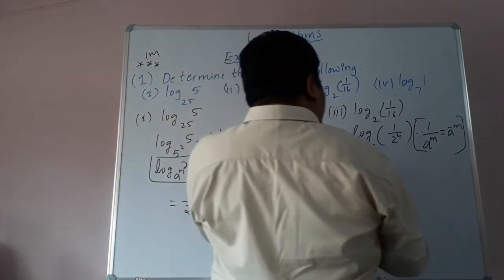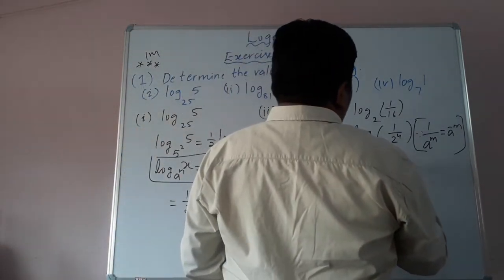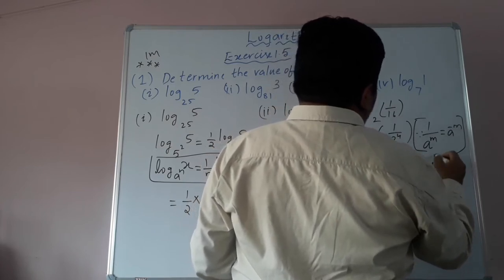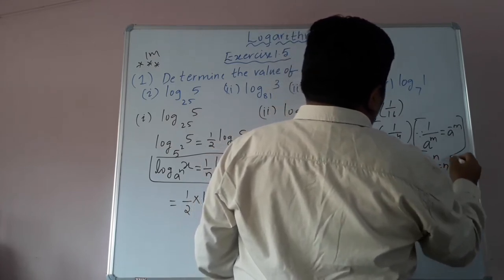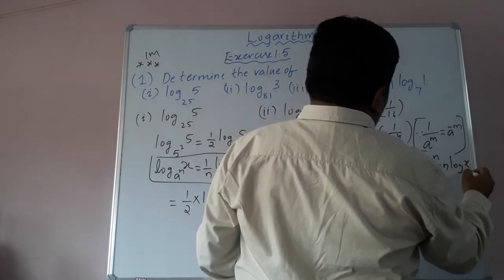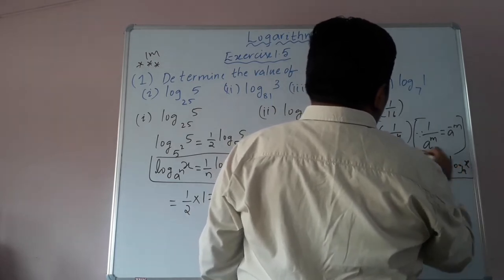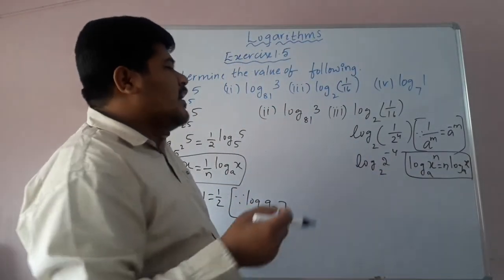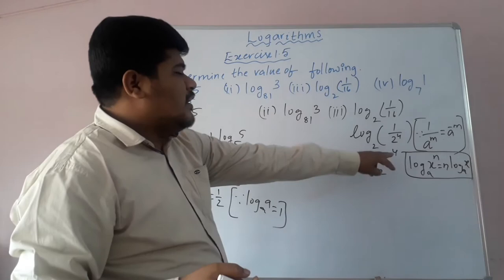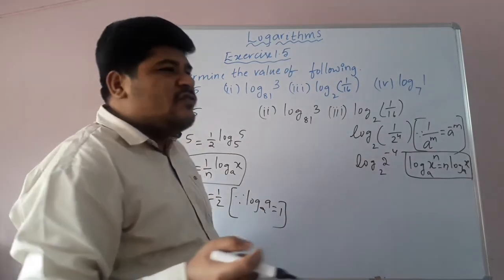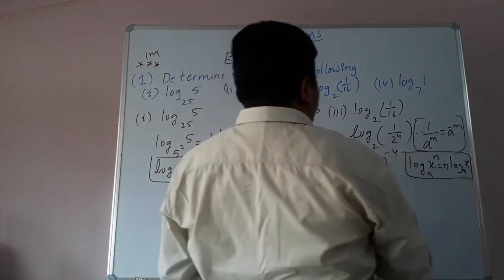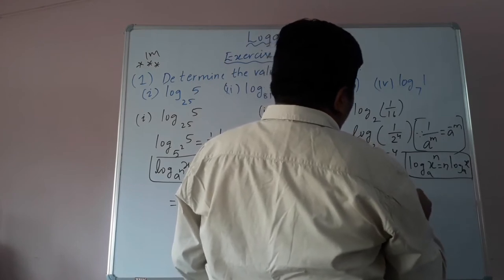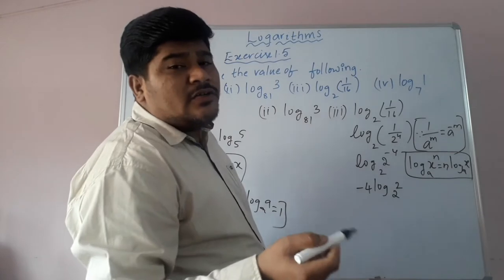Okay, so you can write it as log 2 to the power of minus 4 base 2. Again we have the formula, children: log x power n base a is equal to n log x base a. So here in the place of n, negative 4 is there, so it will come as a coefficient. That can be written as minus 4 log 2 base 2, children.